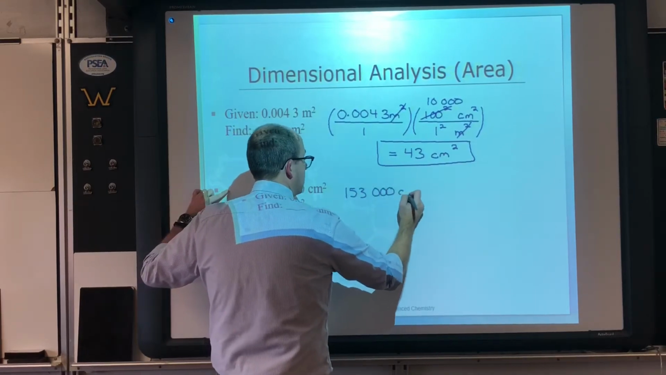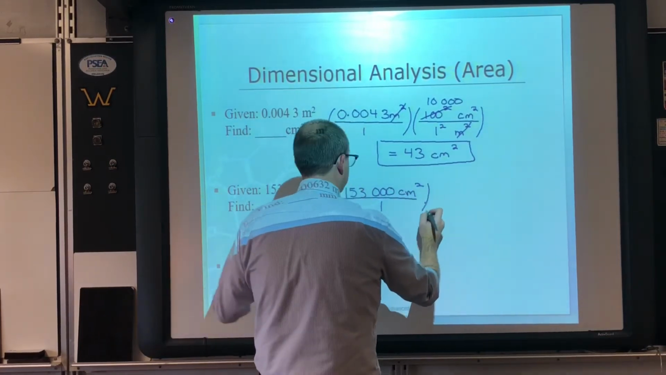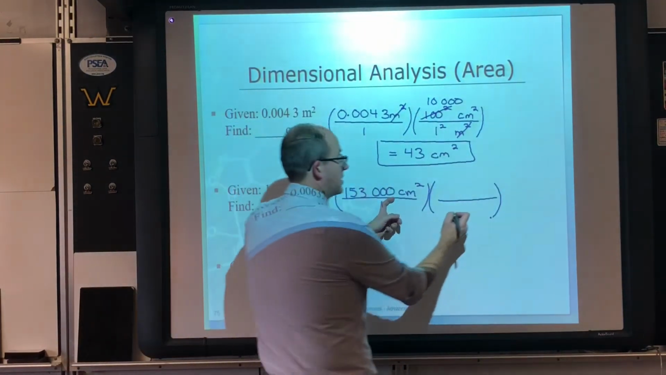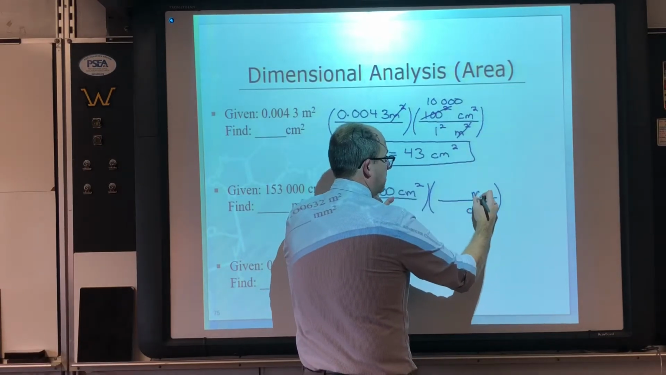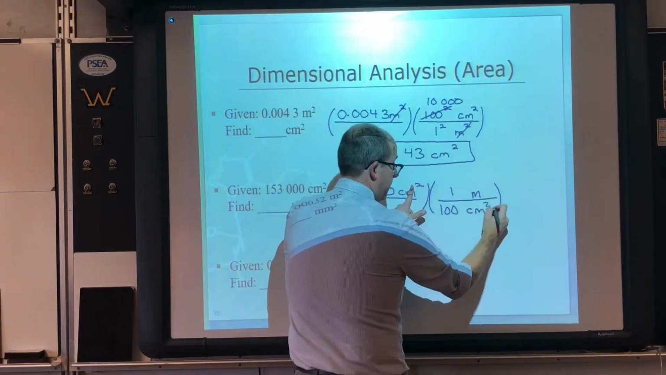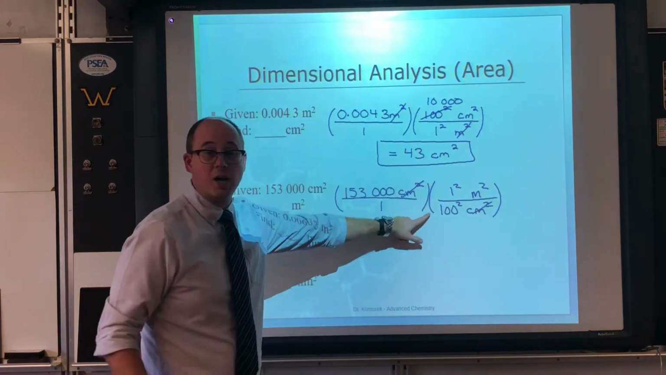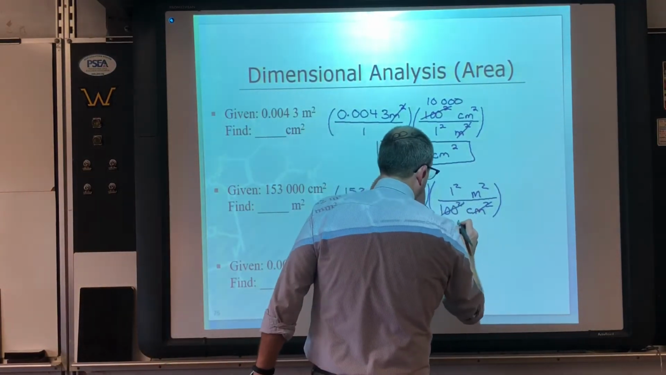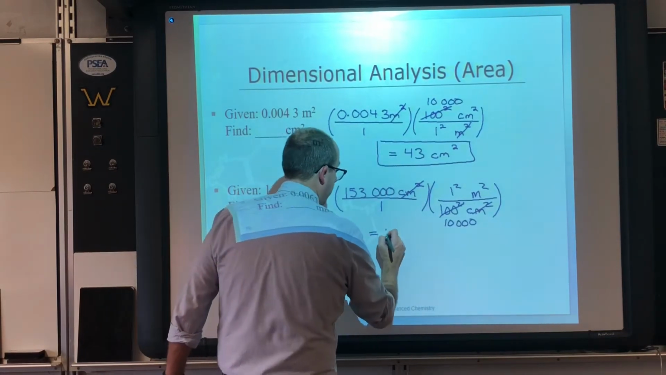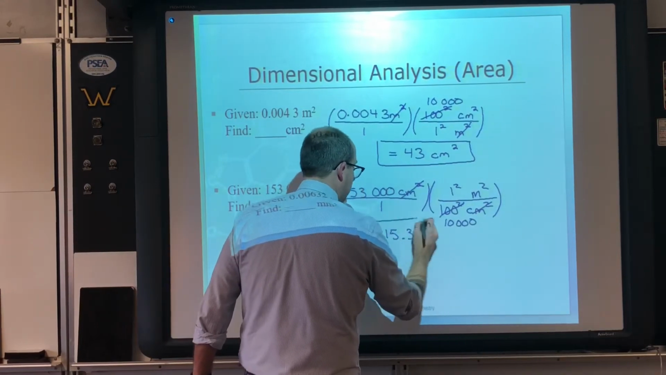153,000 square centimeters over 1. We want centimeters to cancel, so this time it goes on the bottom with meters up top. 1 meter, 100 centimeters. Square everything. Centimeters cancels. 100 squared is 10,000. And solving the problem, we get 15.3 square meters.